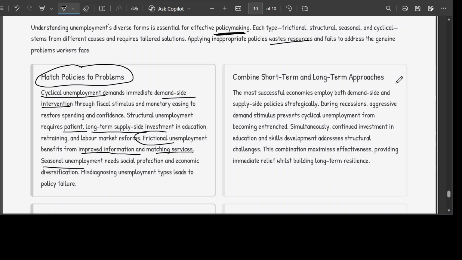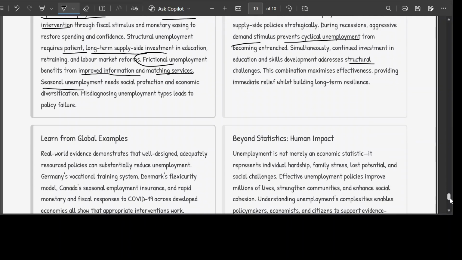Combining short-term and long-term approaches, the most successful economies employ both kinds of policies, the demand and the supply side. So during periods of recession, aggressive demand policy can prevent cyclical unemployment. Simultaneously, if we continue the investment in education and skills, it can also address the structural challenges. So the combination can give us maximum effectiveness, providing immediate relief while building long-term resilience.